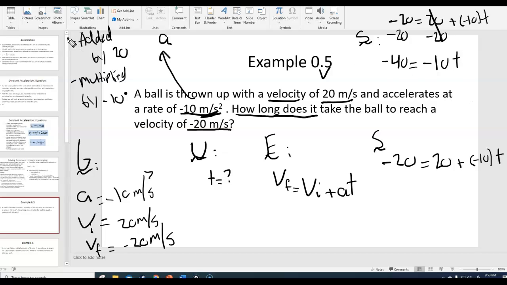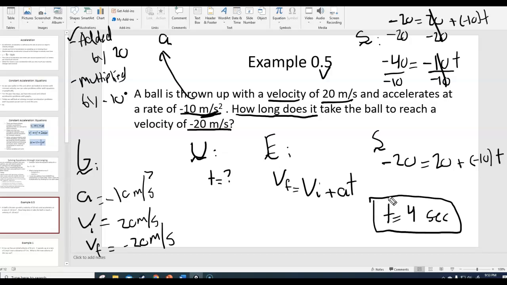Okay, so this is done. Now I need to undo that multiply by negative 10. The opposite of multiply is divide. So I'm going to divide both sides by negative 10. And negative 40 divided by negative 10 gives me 4 seconds. And so I am now done with this problem.